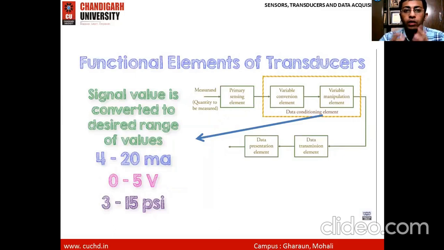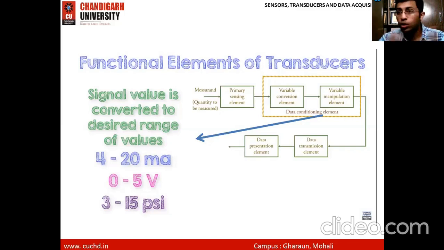And if you talk about pressure, PSI stands for pounds per square inch. This is a unit of pneumatic pressure values. So the standard range is 3 to 15. You might be asking a question: why is it 4 to 20 milliamps, not 0 to 20 milliamps? I would like to give it to you as an assignment question, that why the industry standard of current is 4 to 20 milliamps, not starting from 0. So you search it out. I'll just give you a hint here.